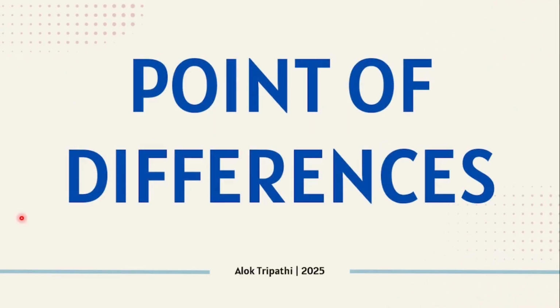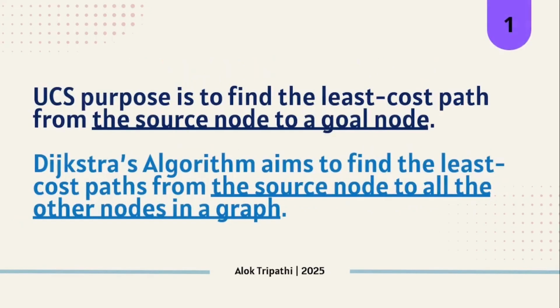So the first point of difference between both of them is their purpose. Pay close attention to both of these points. Uniform cost search's purpose is to find the least cost path from the source node to a goal node. Whereas talking about Dijkstra's algorithm, its main aim is to find the least cost paths from the source node to all the other nodes in a graph.